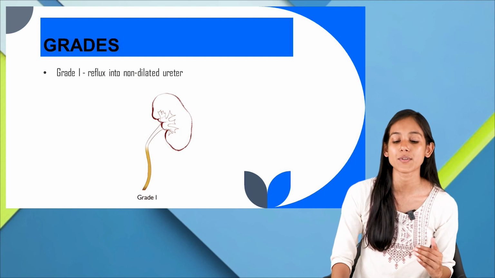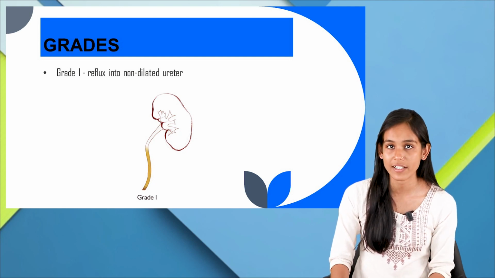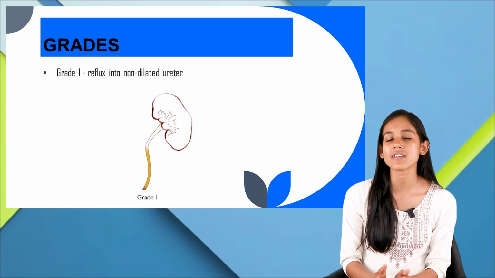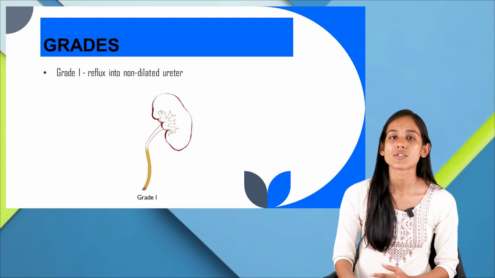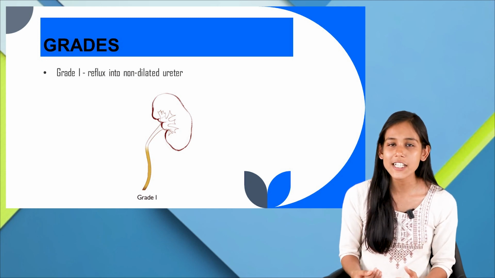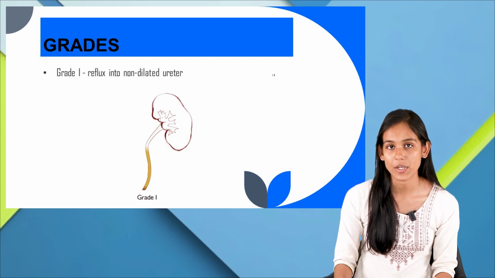So to understand the severity of this condition, we have grades. Now, let us move on to the grades of vesicoureteral reflux. First we have grade 1, where there would be reflux into a non-dilated ureter. That means the ureter is not dilated and it's not wide enough. So there is reflux of urine into a non-dilated ureter.